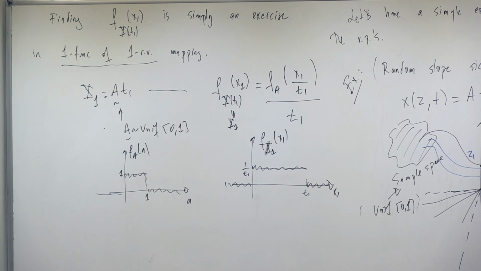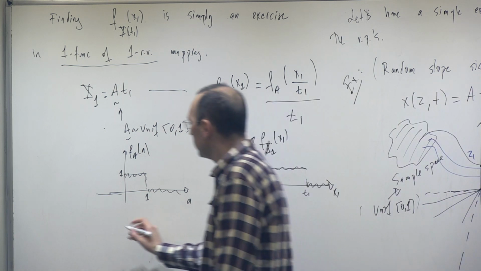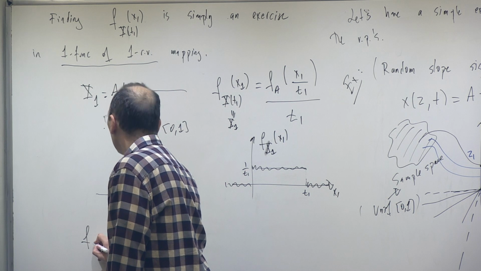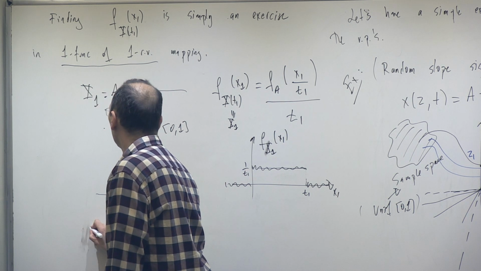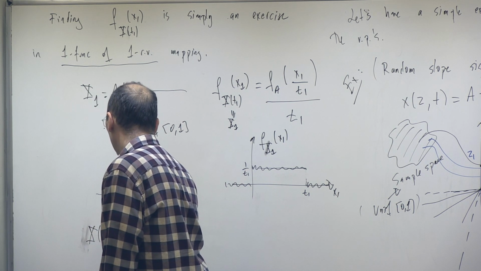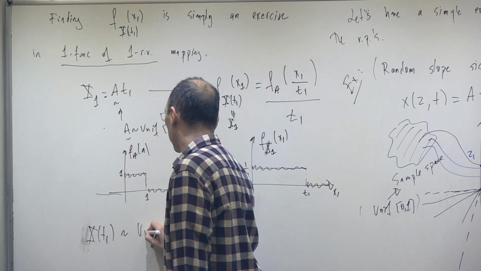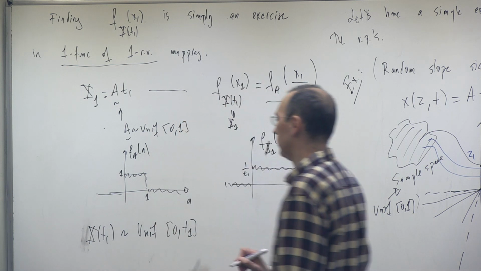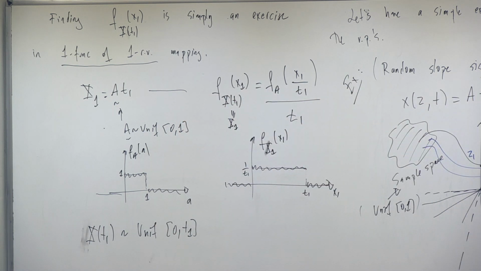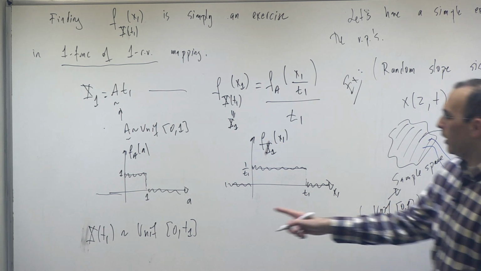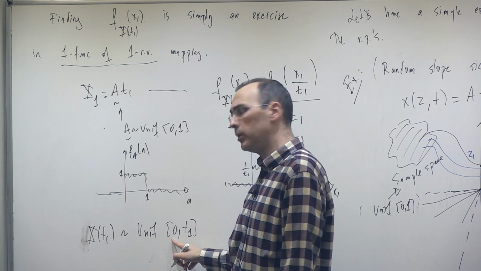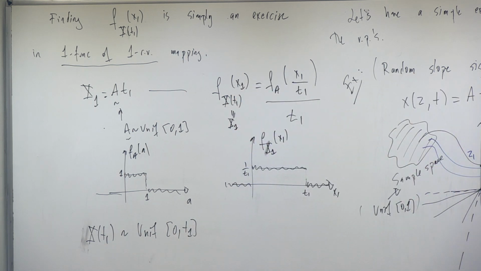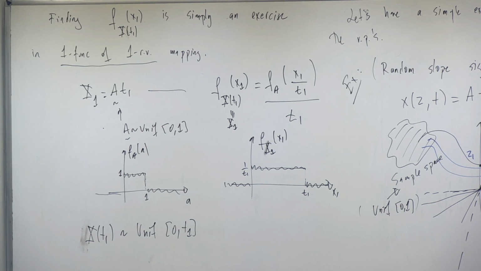Okay, so what do we see? Now let me write the conclusion: x of t1 is again uniformly distributed in 0 and t1. That is something nice. So I have some idea about this random signal. At any time sample, it is uniformly distributed in between 0 and t1 for this random slope signal. Okay, good.